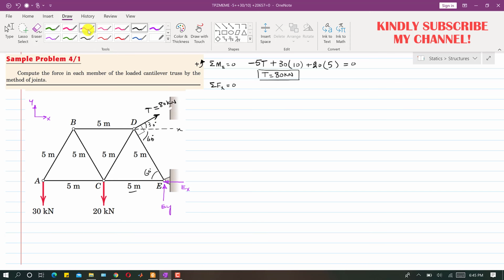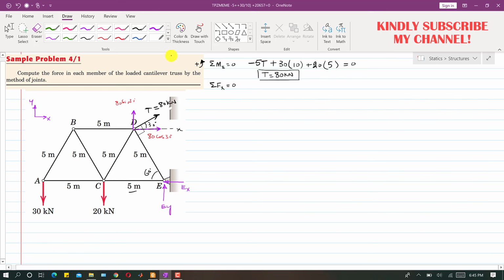Now we can resolve this T force into its components. We will have one component in this direction and another component in this direction. This one will be the Tx component and this one the Ty component. So this is 80 cos of 30 degrees and this one is 80 sine of 30 degrees.